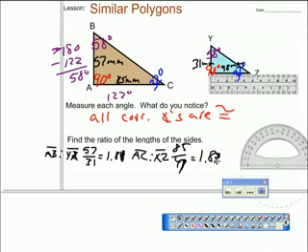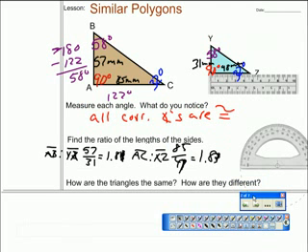And I'm going to actually make a point here in a minute. How are the triangles the same? Well, their angles are congruent, right? How are they different? The lengths of the sides are different, correct? But what do we notice about the ratio of the length of the sides? They are the same.